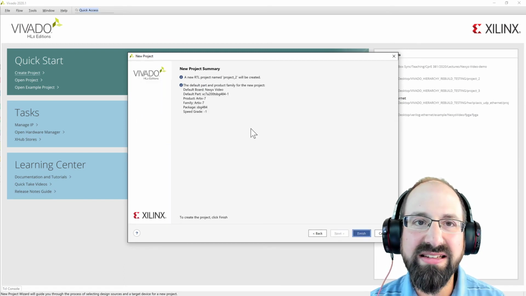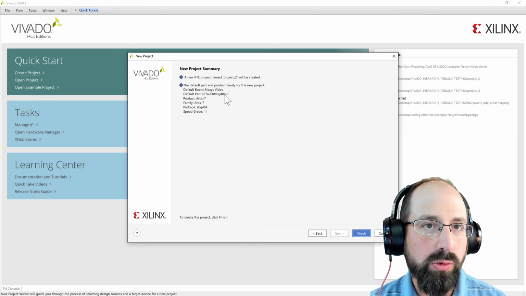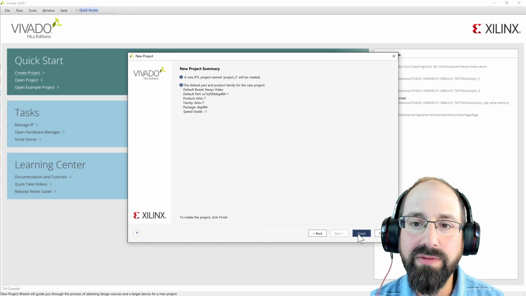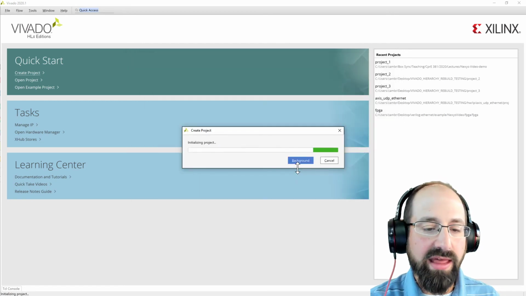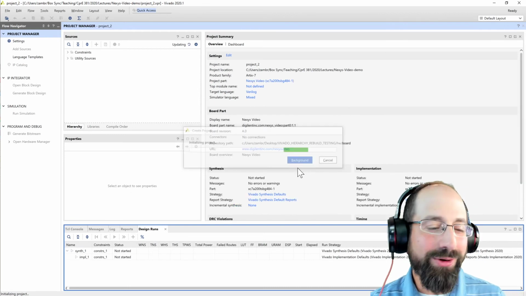That's a very useful thing because that tells us things like specifically which model FPGA we are targeting, what package it is, what speed grade it is. It knows a lot about the board now because the engineers at Digilent provided a package to describe what's happening inside that board. And as we open up this tool, it's got a lot of stuff going on, no doubt.